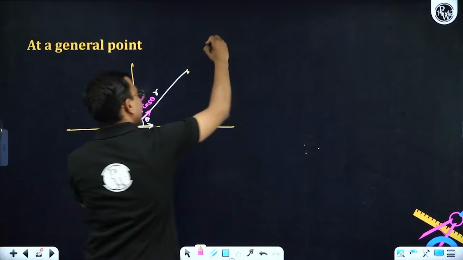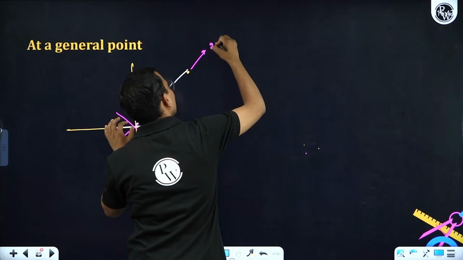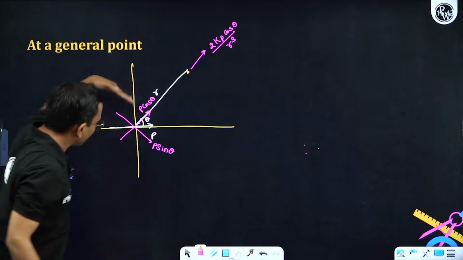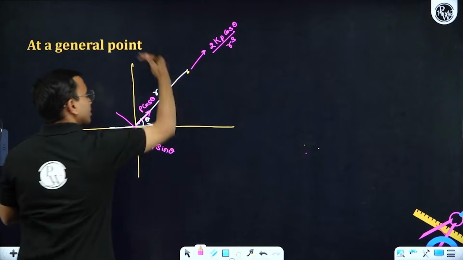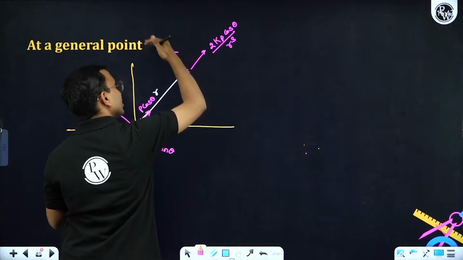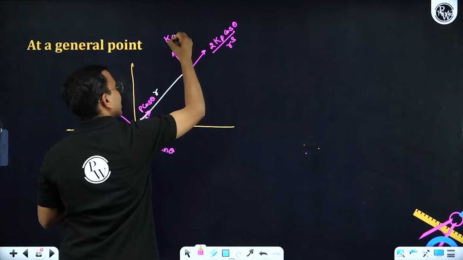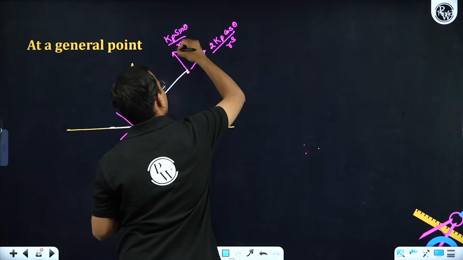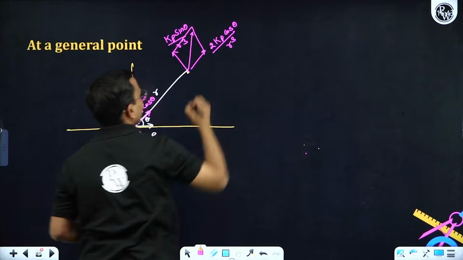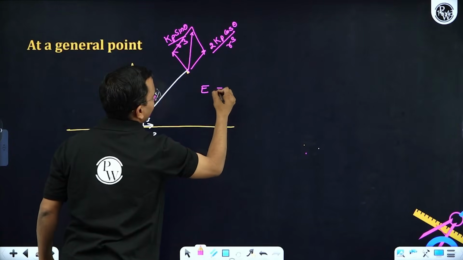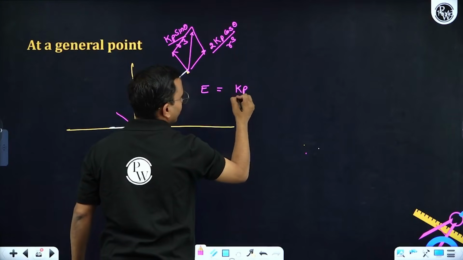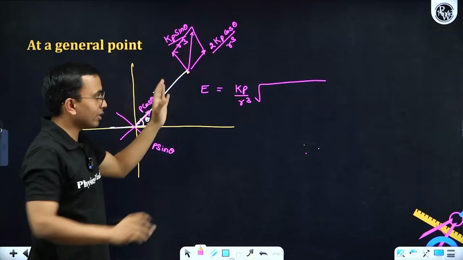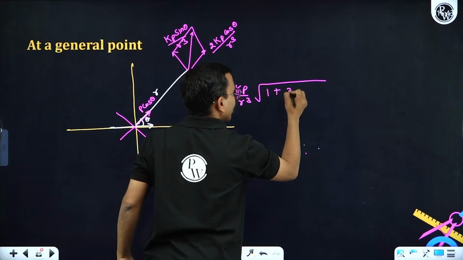Due to p cos theta, if I write the electric field on the axial point, it is 2k p cos theta by r cube. Due to p sin theta, if I write the electric field here, this is on the equatorial point, minus kp, therefore in this direction. So this is k p sin theta by r cube. Take the resultant to find the total electric field there. If I write the total electric field there, it will become kp by r cube as common, root of sin square theta plus 4 cos square theta. So this will become 1 plus 3 cos square theta.